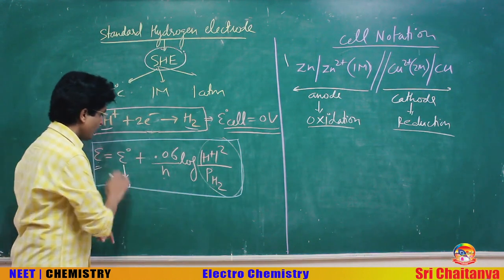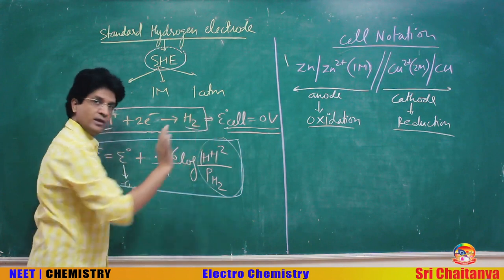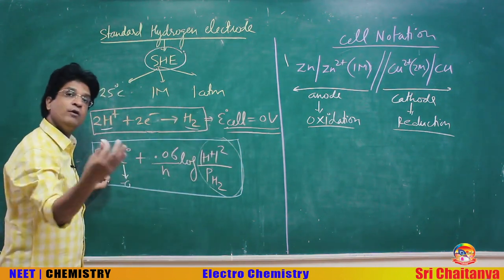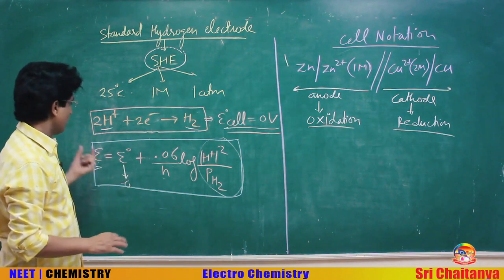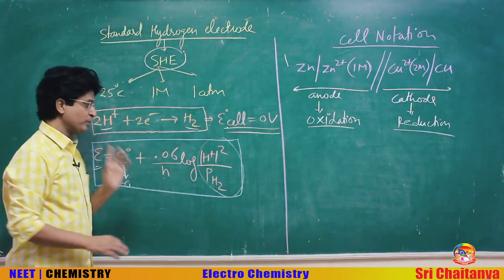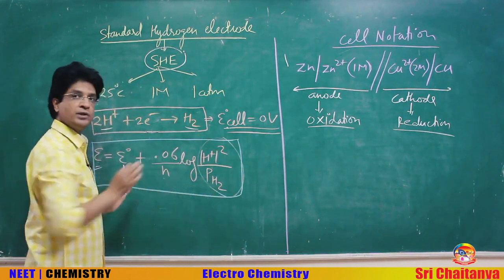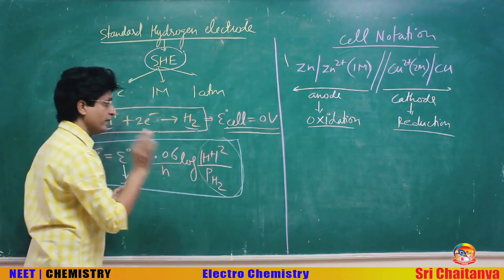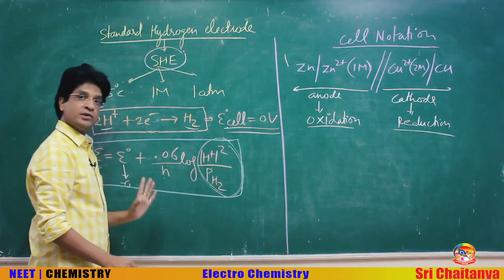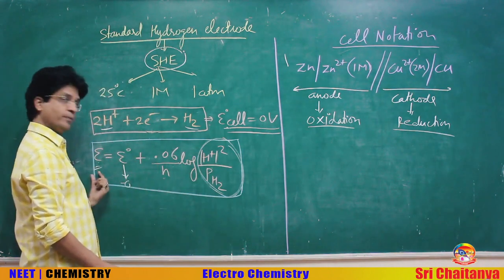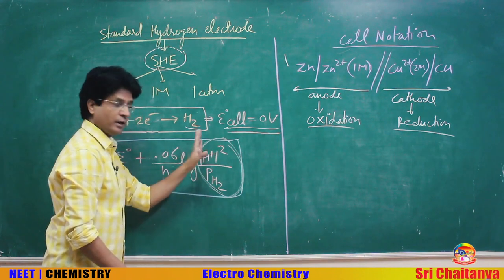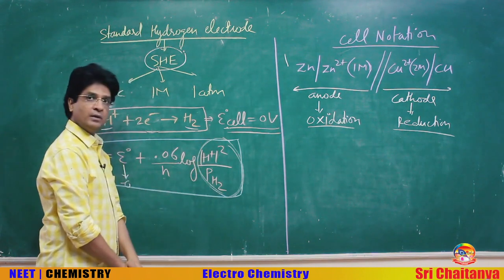Now see, this E naught is always 0. It is always 0 because it is measured in standard conditions which we have assumed 0. This E may or may not be 0. If you want E also to be 0, it is only possible if this part is also 0. This part will be 0 only if this fraction is 1, because log of 1 is 0. 0 plus 0 will give you 0. So this fraction will be 1 when the H ion whole square is equal to the partial pressure of hydrogen.